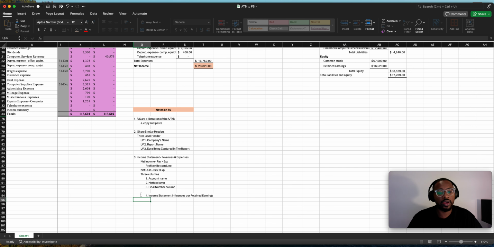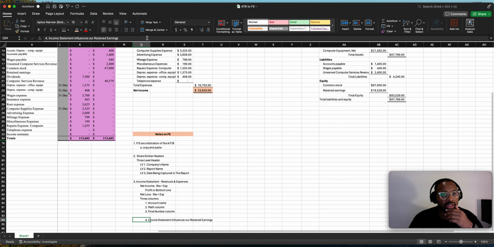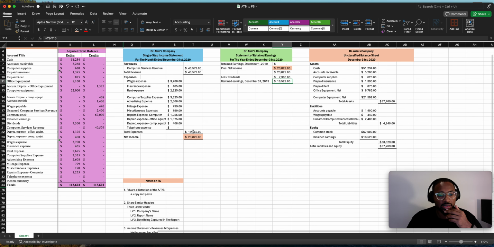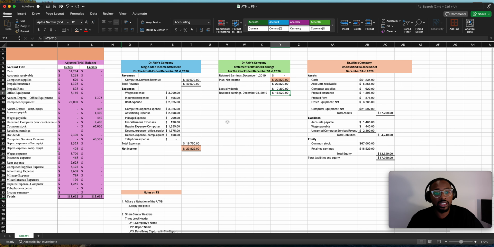Okay. That's very, very important, because what I like to tell students is, if you get this number wrong, then guess what? You're going to get that number wrong, okay? Or you're going to get this number wrong. So let's spend a little time talking about statement of retained earnings. The statement of retained earnings is actually a trickier one for students. I don't know why, but it's just tricky.